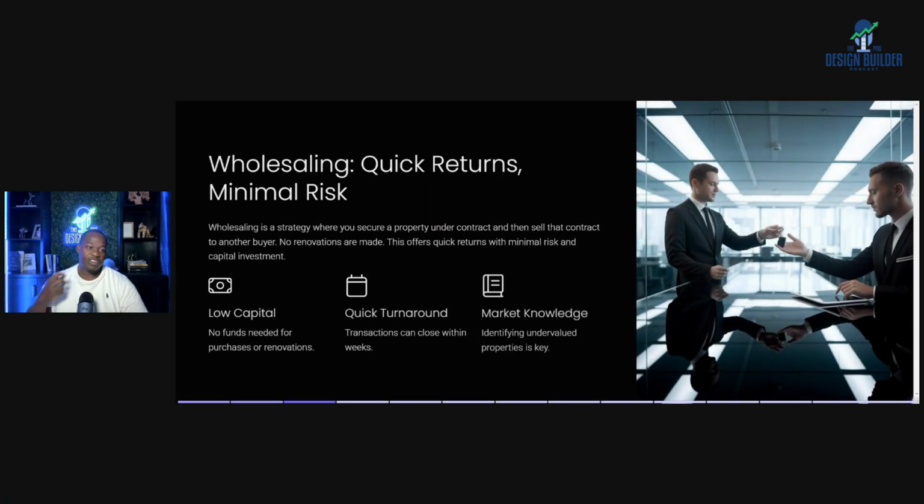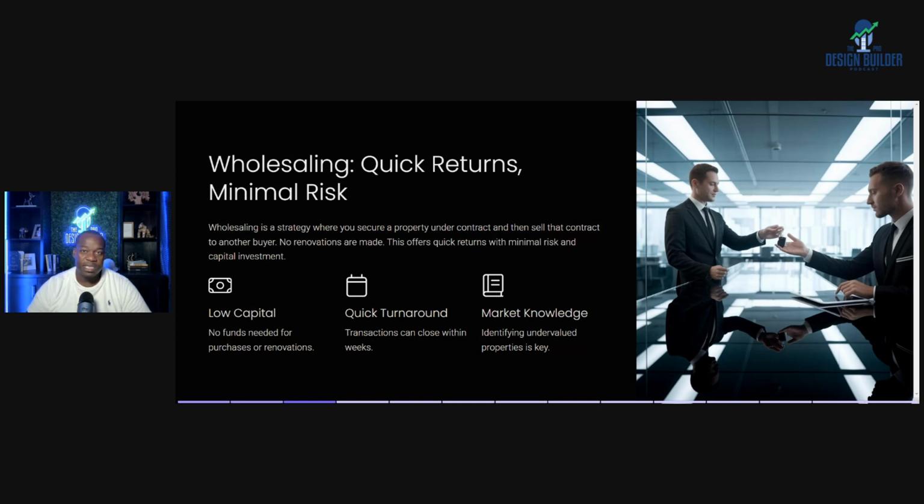So let's get started. I touched on alternative options to flipping, and one of them is wholesaling. All right, so wholesaling is a quick turn, minimal risk. A lot of times when you're wholesaling, typically what you have up at risk is an earnest money deposit.